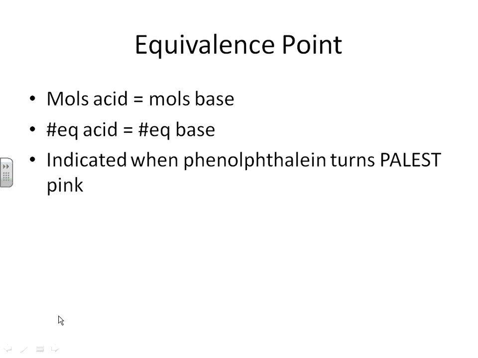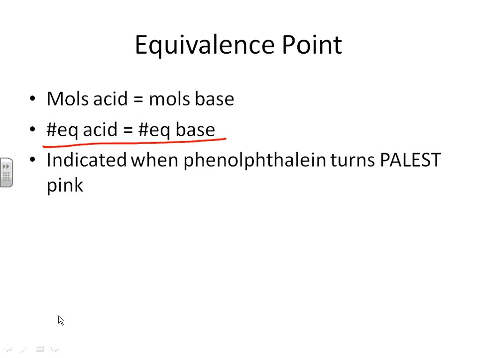This is not something that you can visualize on your own. So in this lab, we are going to use an indicator, phenolphthalein, that changes color at its endpoint. The endpoint is matched up with the equivalence point for this lab. So we will be able to visualize this point where the number of equivalents of acid are equal to the number of equivalents of base, because the phenolphthalein will turn the palest pink.